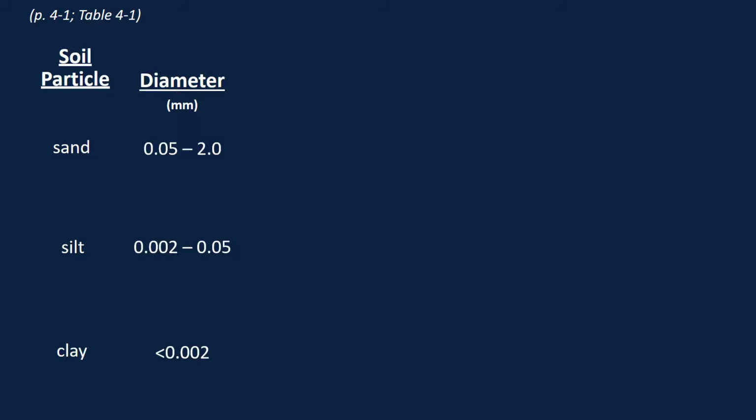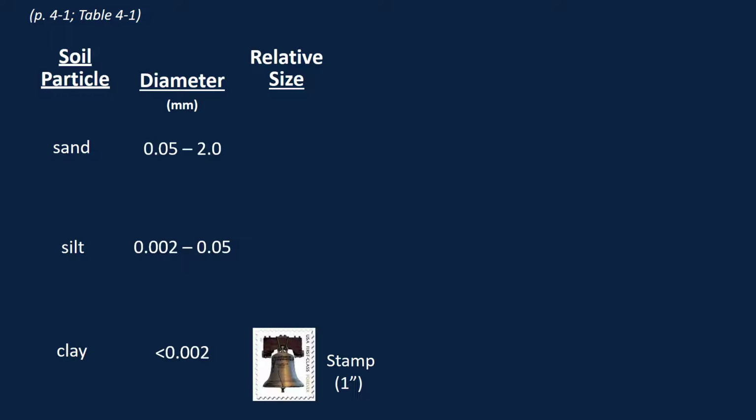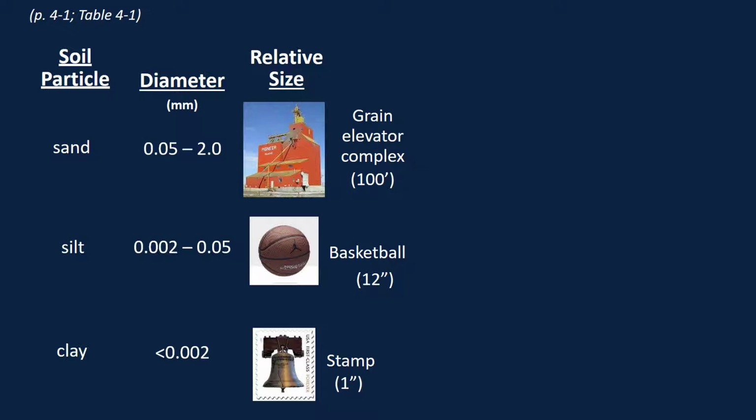But also we kind of want to bring this into real life. So we want to know relatively, what does this mean? What's the difference between these particle sizes? So if we say a clay particle is the size of a 1-inch postage stamp, then what would be the size of a silt particle? That would be comparing it to a 12-inch basketball. So quite a bit larger. But then if we look at a sand particle and we compare it against those two, we're looking at a 100-foot grain elevator complex. So imagine a sand particle being that big and a clay particle is the size of a stamp.